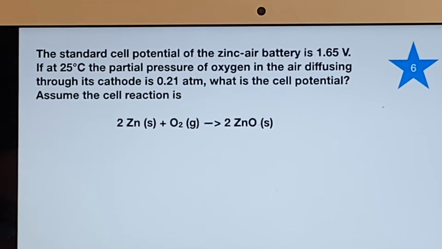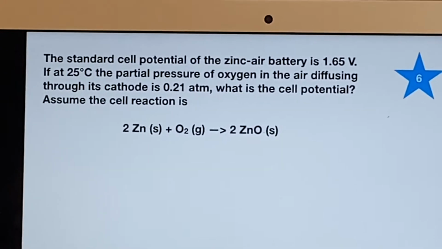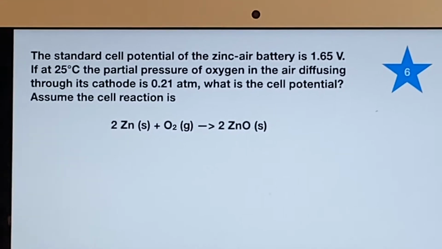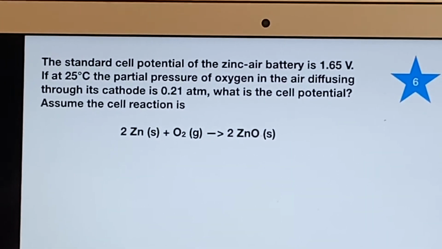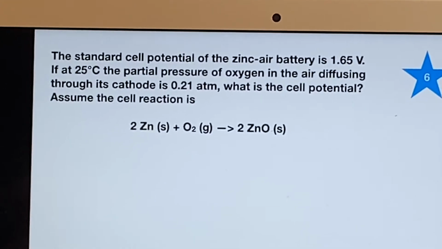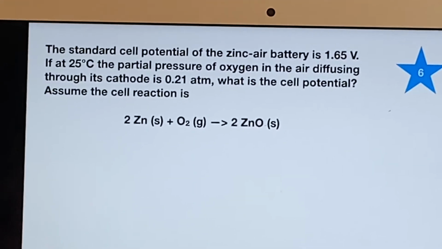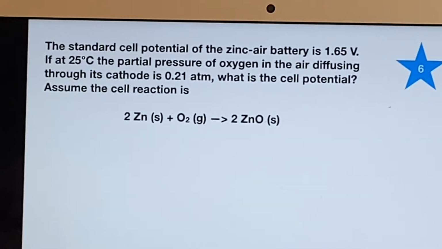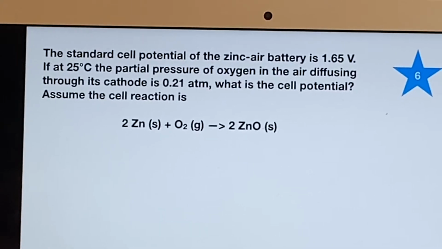Back to the zinc air battery that we talked about a little bit earlier. We have the standard cell potential, and we're going to stay at 25 degrees Celsius. When we figured up the voltage, we acted as if it was all in pure oxygen. And we don't exist in an atmosphere that is pure oxygen. So we don't have a partial pressure of one atmosphere for the oxygen. Instead, we have 0.21 atmospheres.